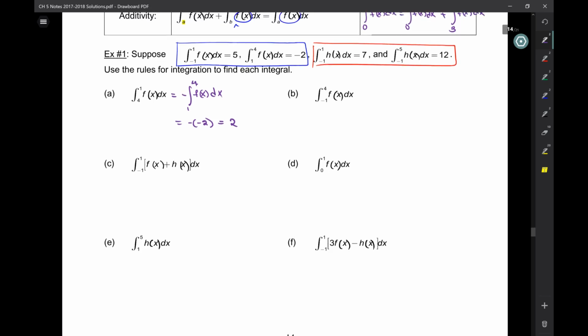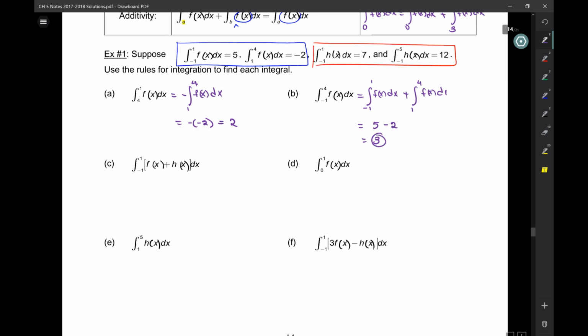All right, so take a look at this one. We have from negative 1 to 4 of f of x dx. Well, look at the blue. I don't have any of that stuff. What do I have, though? I have from negative 1 to 1 of f of x dx plus 1 to 4 of f of x dx, right? It's like a puzzle. So now you have 5 minus 2, 3.